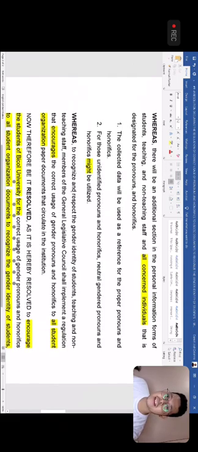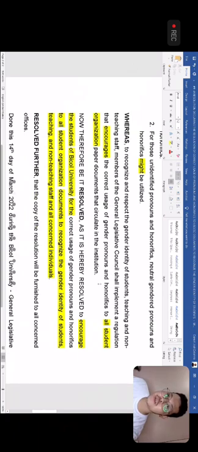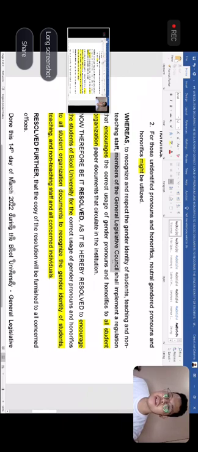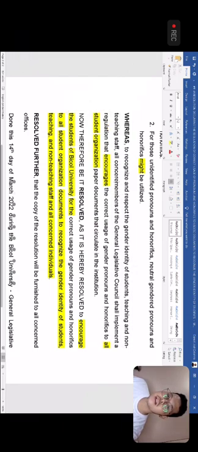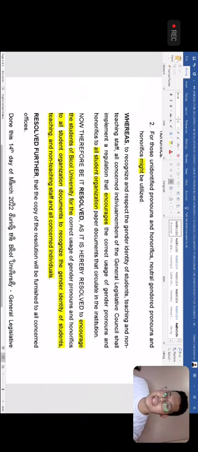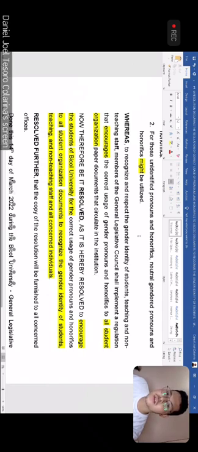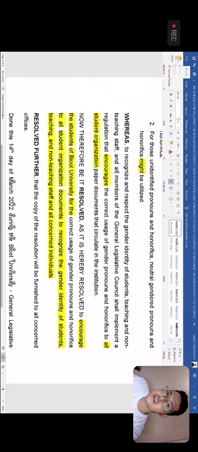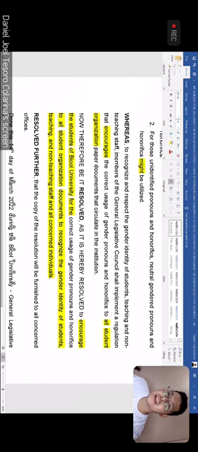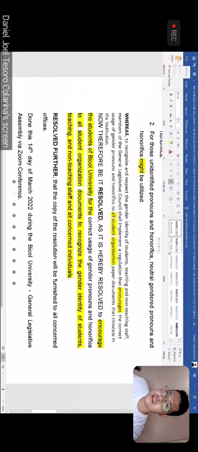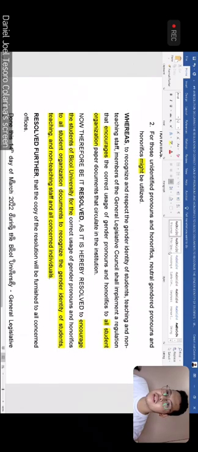Okay, so next. Whereas to recognize and respect the gender identity of students, teaching, and non-teaching staff, and all concerned individuals, please also put "and all concerned individuals" for the members of the implementing regulation. Wait, this seems redundant with the last clause. I would like to ask the body to review this clause for any redundancy with the last clause, because I find it inconsistent with the title and with the rest of the resolution.